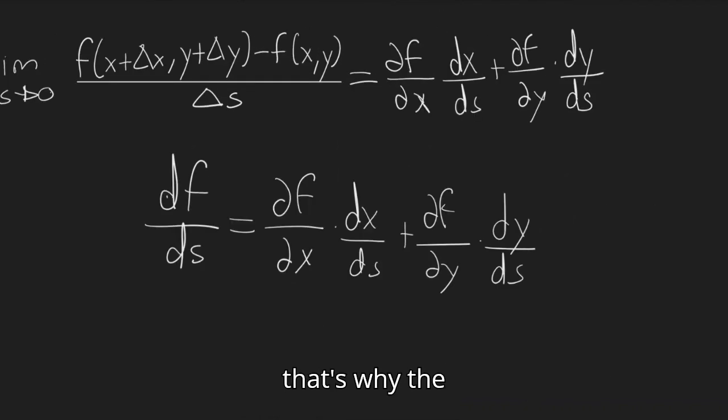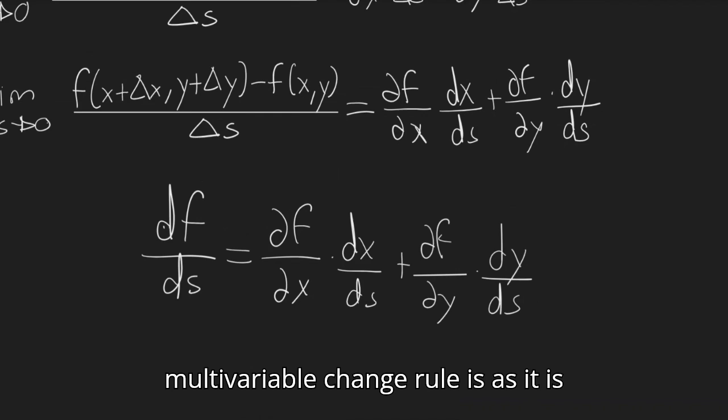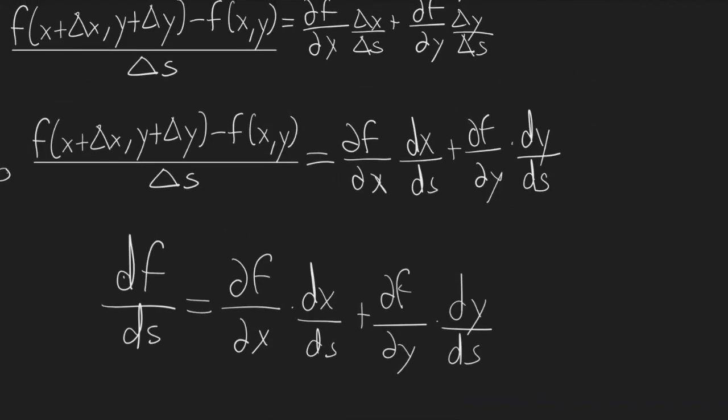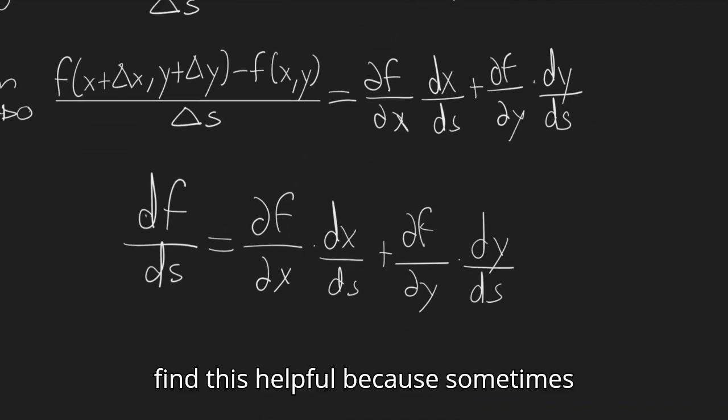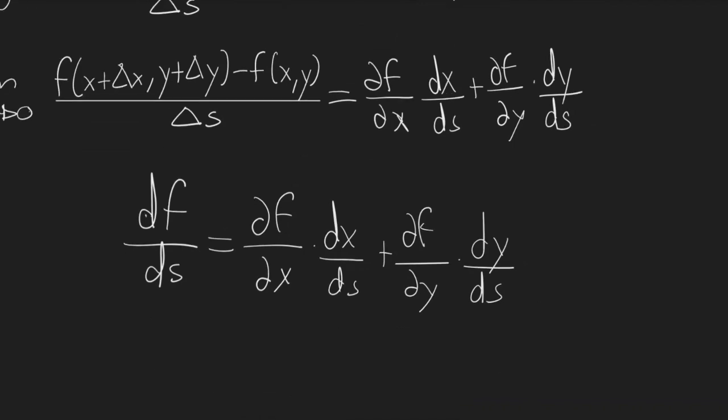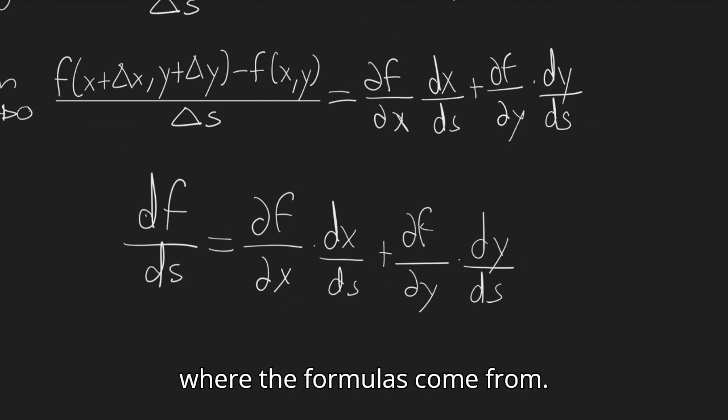And that's it. That's why the multivariable chain rule is as it is. I hope you find this helpful, because sometimes it is harder to understand a mathematical problem if you don't really know where the formulas come from.